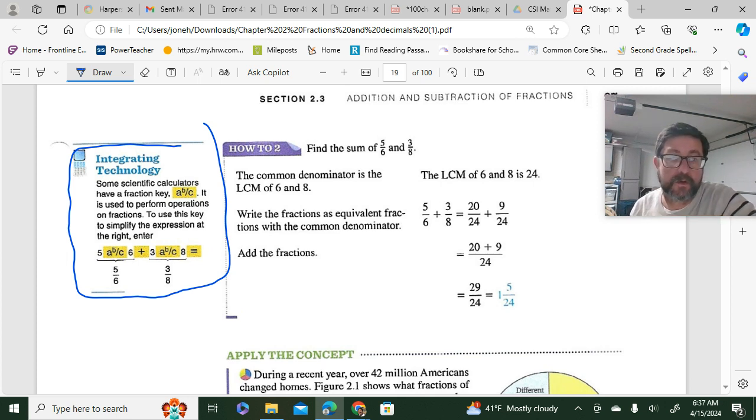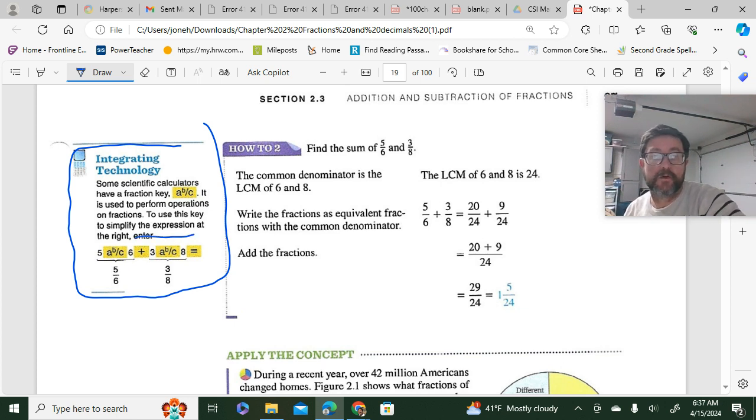To perform operations on fractions using the key to simplify an expression at the right, enter 5 fraction button 6 plus 3 fraction button 8. And that adds them up. Now, 5/6 plus 3/8. So I want you guys to try this on your calculator.